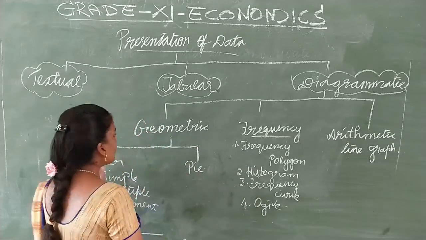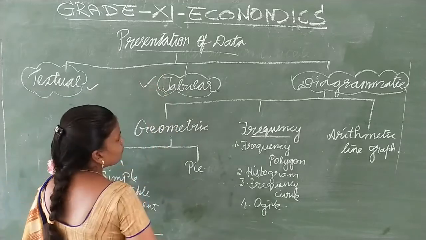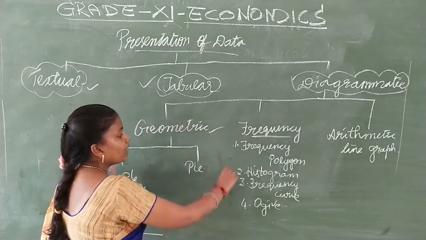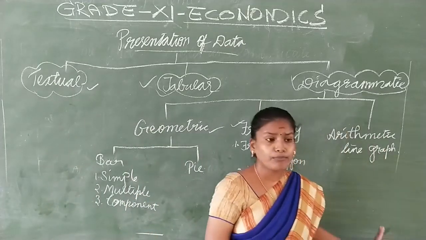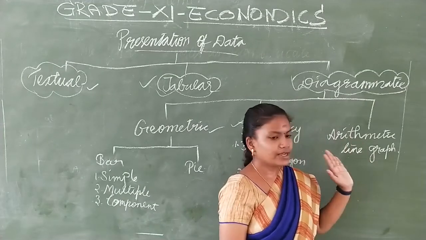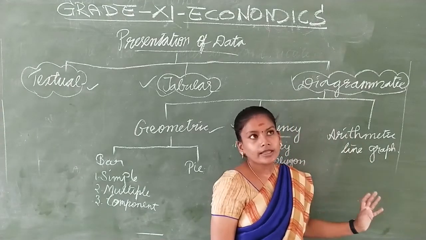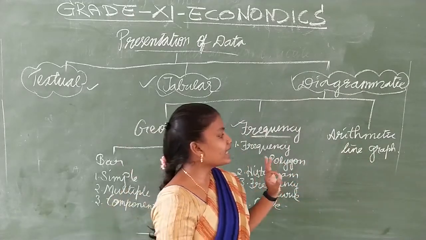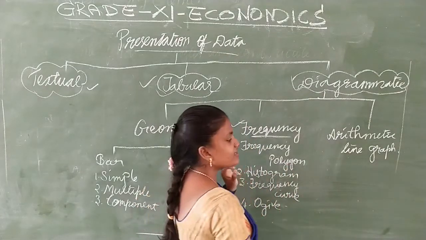So far, we have completed discussing the textual presentation and tabular presentation. In tabular presentation, we have discussed geometry and frequency. We are moving on to the last type of presentation of data, that is diagrammatic. In diagrammatic presentation, we have the arithmetic line graph. What is it, children? The arithmetic line graph, and it is also called the time series graph.